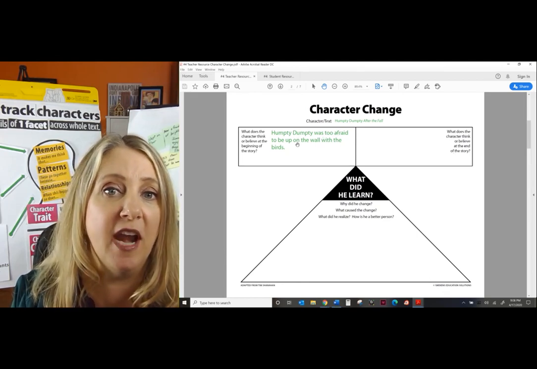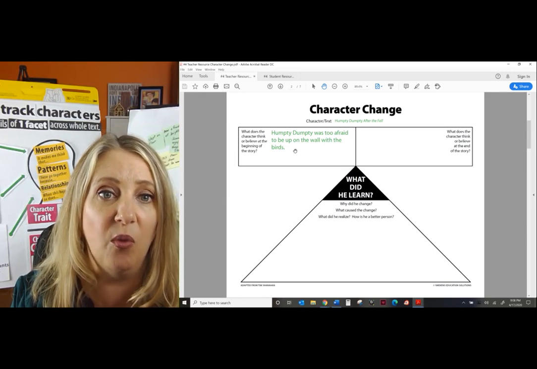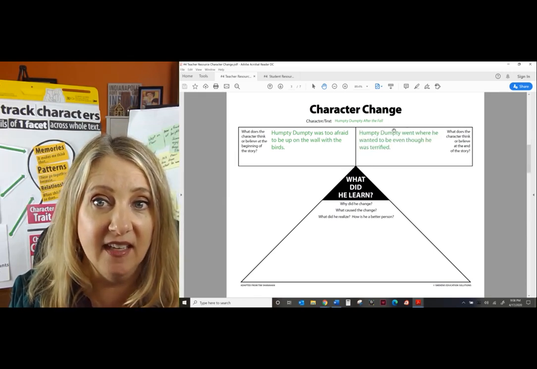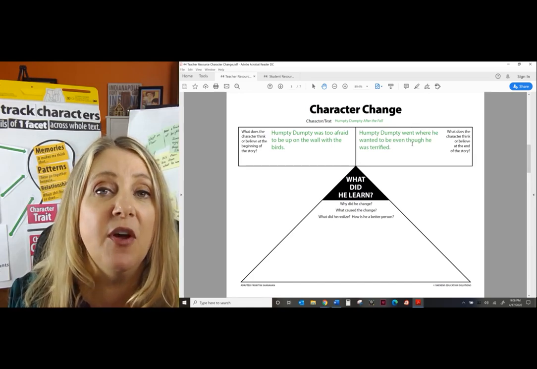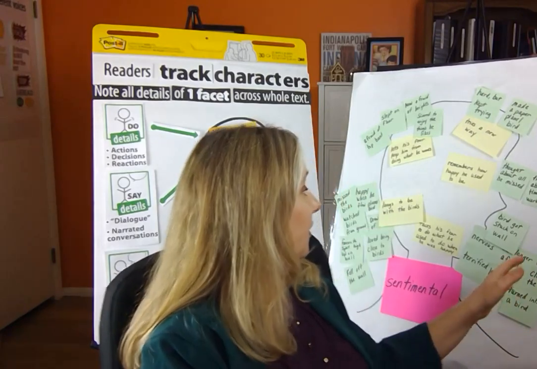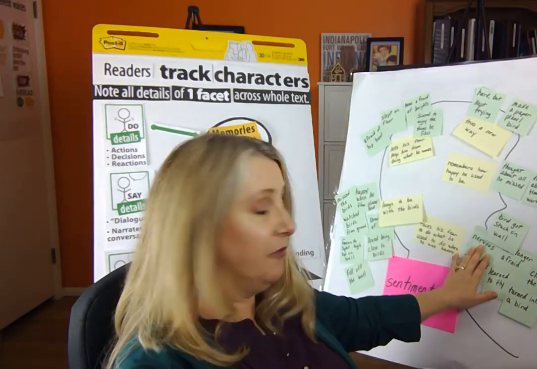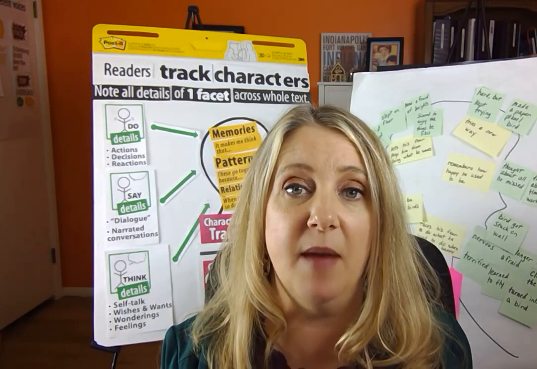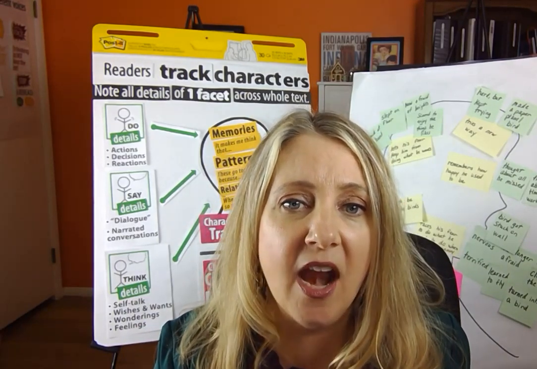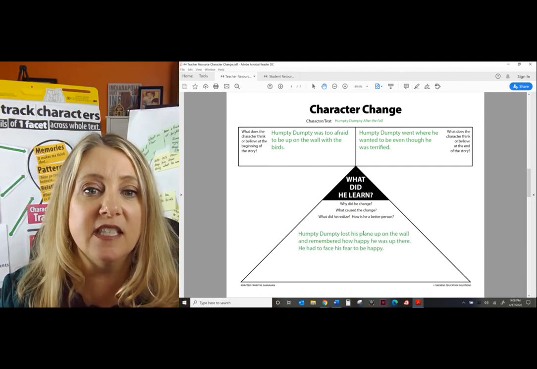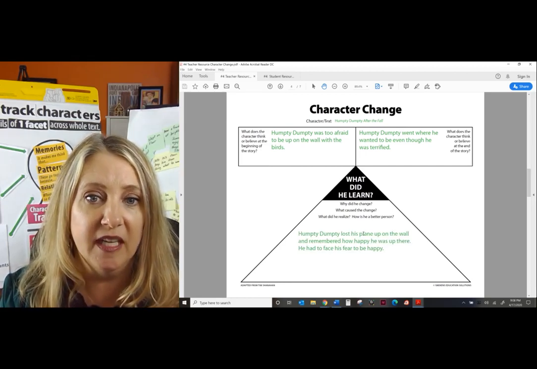He was too afraid to be up on the wall with the birds. That's how he was in the beginning. But at the end, he went where he wanted, even though he was terrified. Yeah, because he was still afraid, remember? He was still nervous and terrified, but he faced his fear and he did what he needed to do to be happy. And so where was that little tipping point? It was once he lost his plane up on the wall.